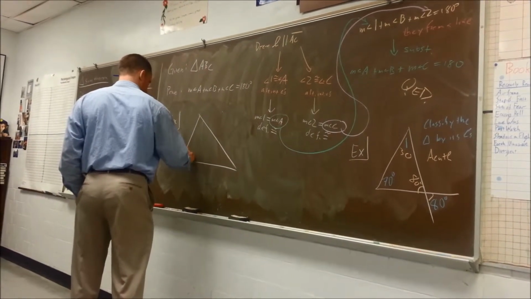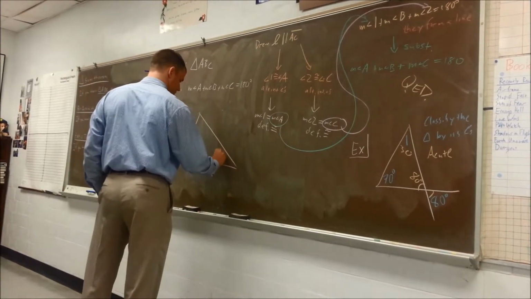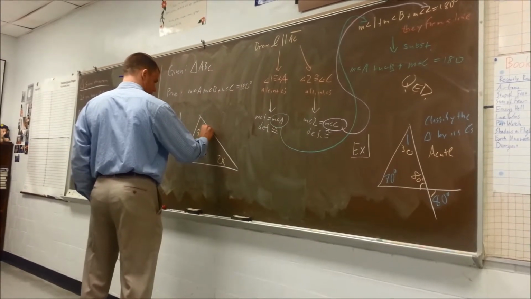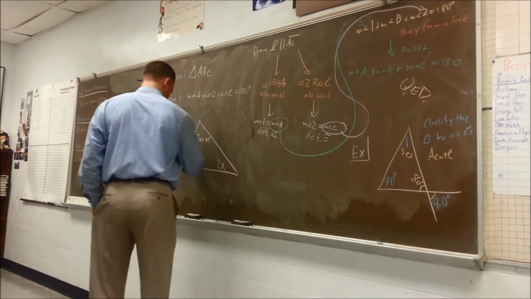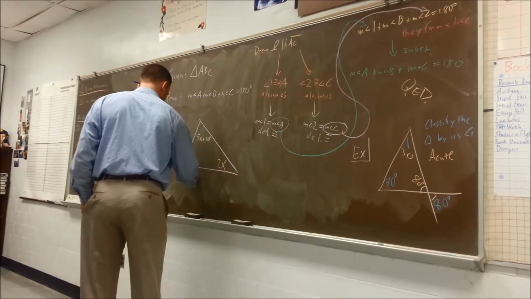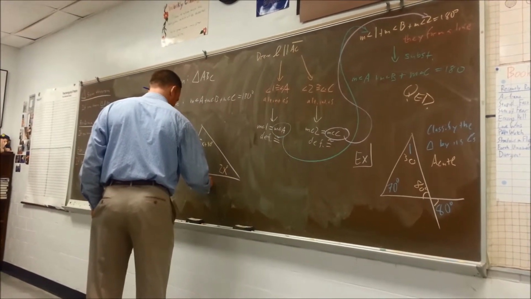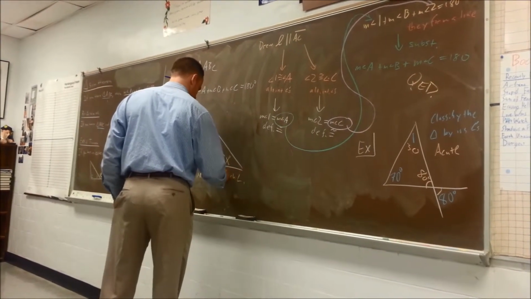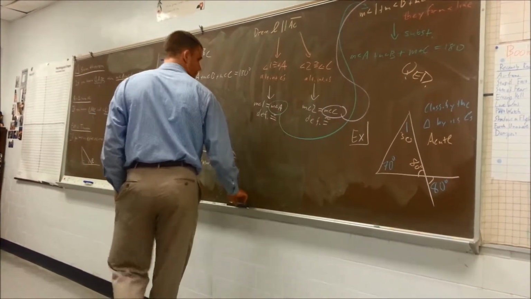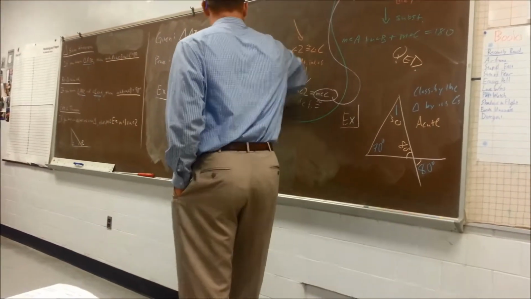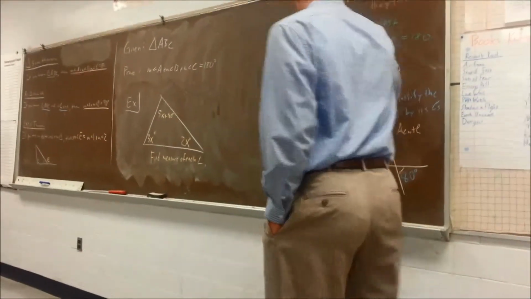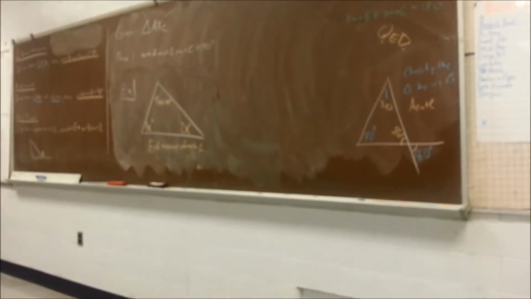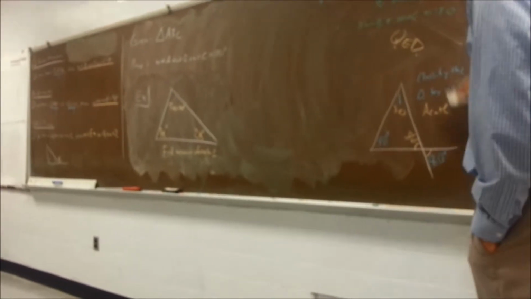Let's see here. 3x, 2x, and 5x plus 80. Find the measure of each angle. All right. If only we knew how many degrees were in a triangle, Mr. Kuhne, maybe we could add all those up. Oh wait, we do know how many degrees are in a triangle.